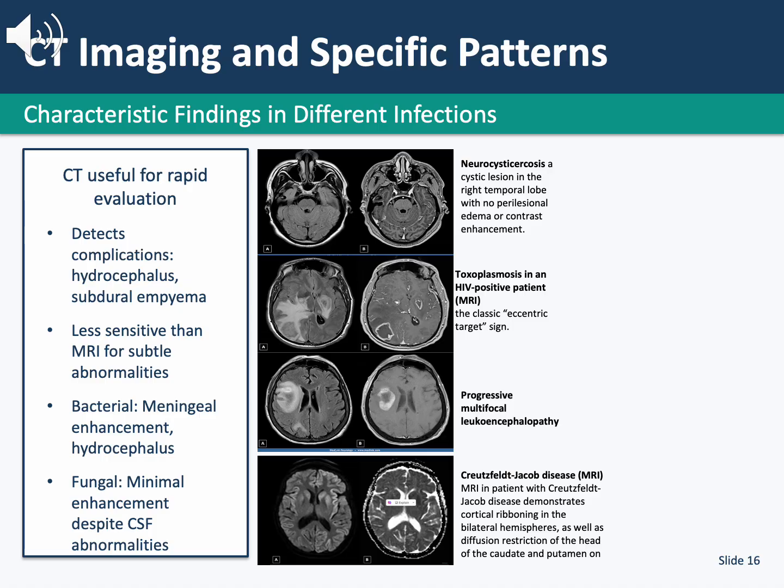Specific imaging patterns can suggest particular pathogens. Bacterial meningitis may show enhancement of the meninges and possible complications such as hydrocephalus or subdural effusion. Viral encephalitis may show focal or multifocal abnormalities depending on the virus. Fungal infections may show minimal enhancement despite significant CSF abnormalities. Tuberculous meningitis may show bacillar enhancement, hydrocephalus, and spinal involvement. Imaging findings must be interpreted in conjunction with clinical presentation and CSF analysis.